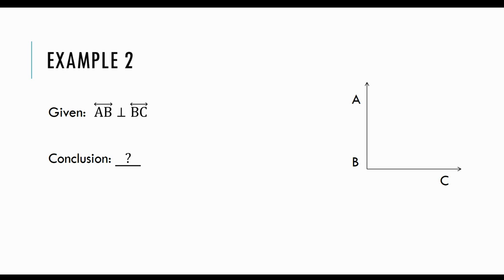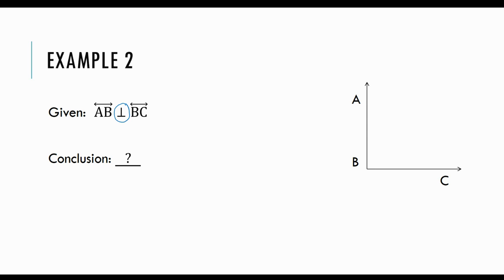All right, let's take a look at this next example. So we are given that the line AB is perpendicular to the line BC. All right, so this symbol right here is the important symbol. Like I just read off, it means perpendicular. So we have to ask ourselves, what does it mean to be perpendicular? Hopefully, we're thinking that perpendicular forms right angles.